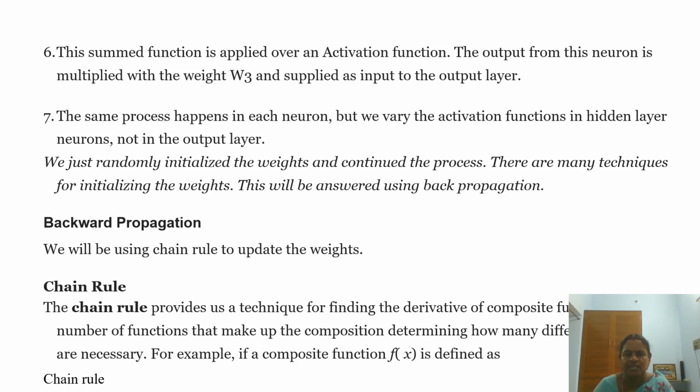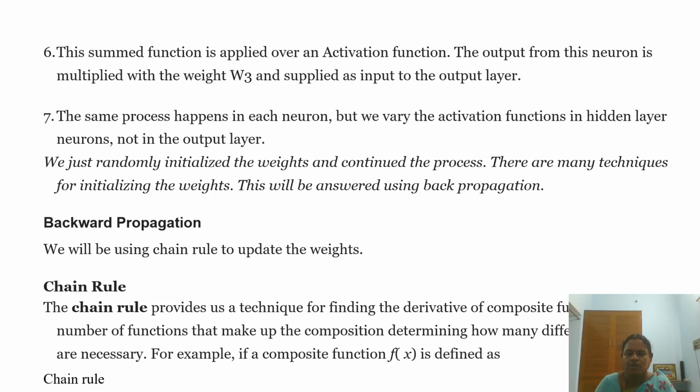The same process happens in each neuron, but we vary the activation functions in the hidden layer neurons, not in the output layer. So we just randomly initialize the weights and continue the process. There are many techniques for initializing the weights. So it is done with the help of back propagation. Back propagation uses the chain rule to update the weights.